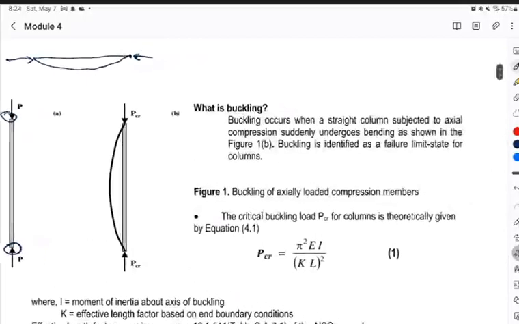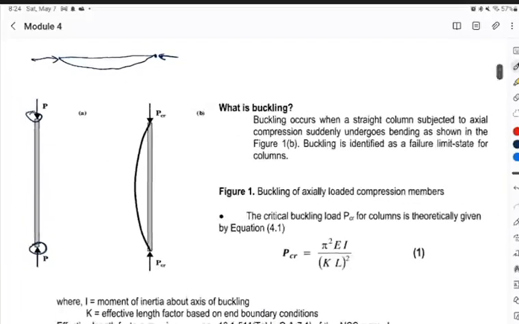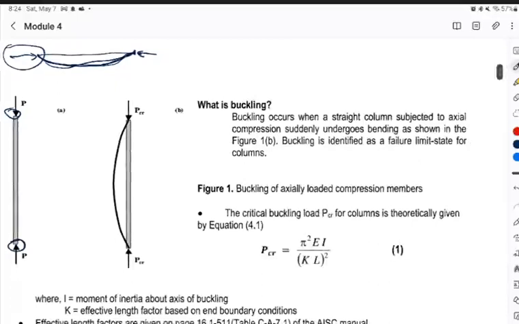Okay, so buckling occurs when a straight column subjected to axial compression suddenly undergoes bending. So bending, ibig sabihin, nag-bend na siya. Something like this. So it is not bending like in our design for bending, but it is due to the axial force. That is what we call buckling. So buckling is identified as a failure limit state for columns.